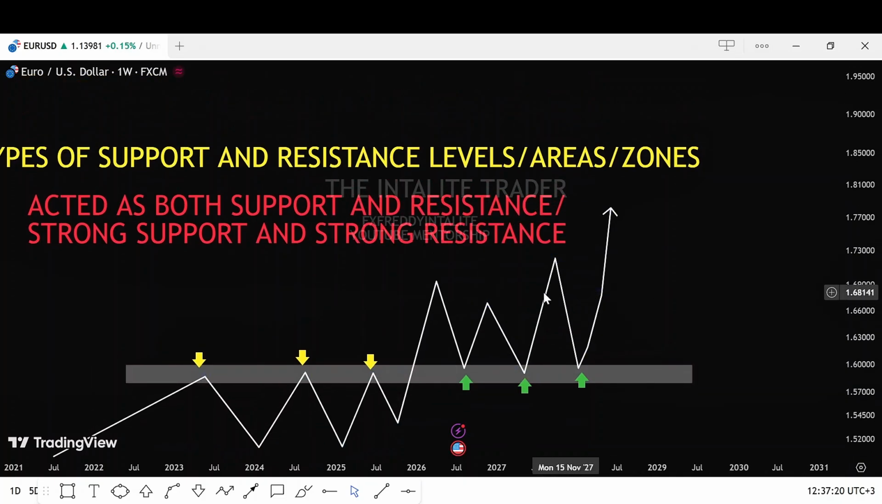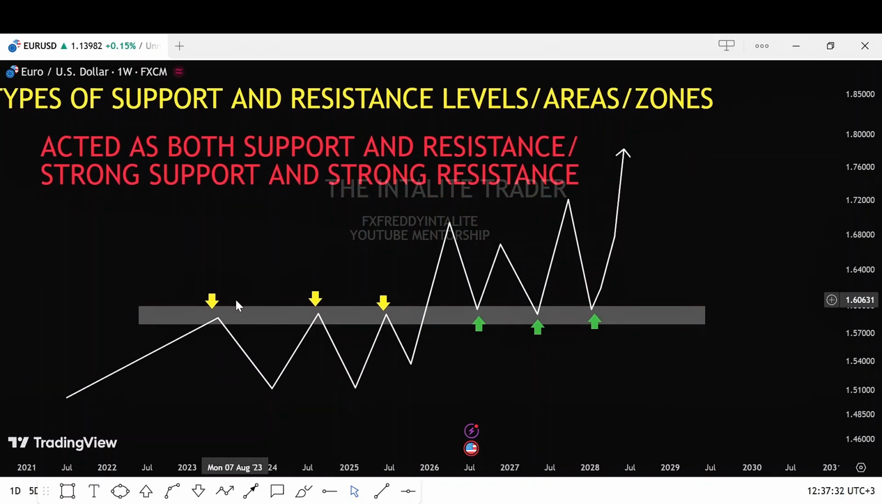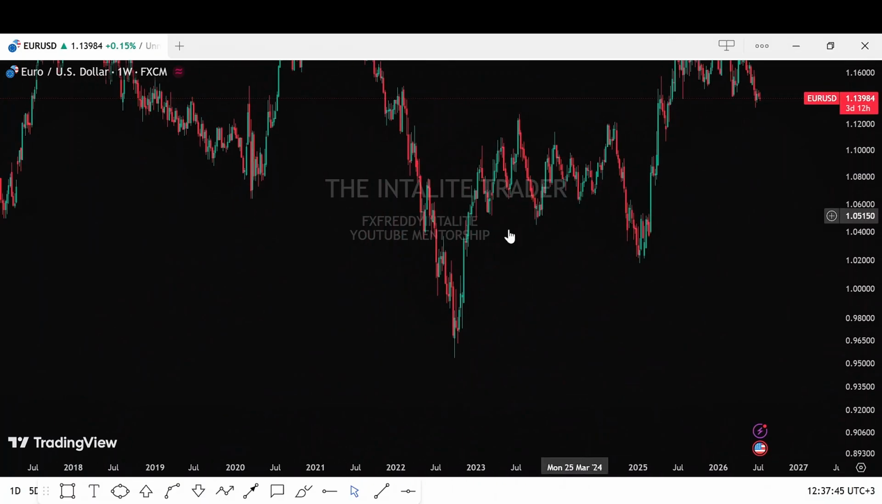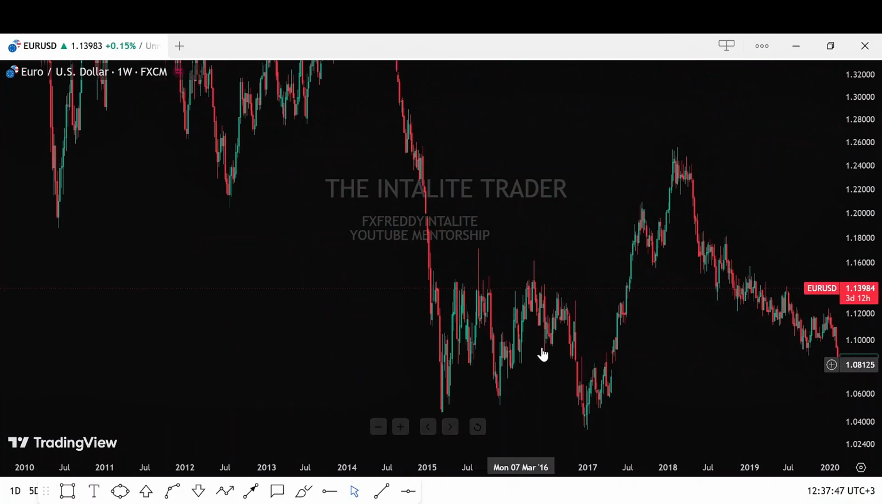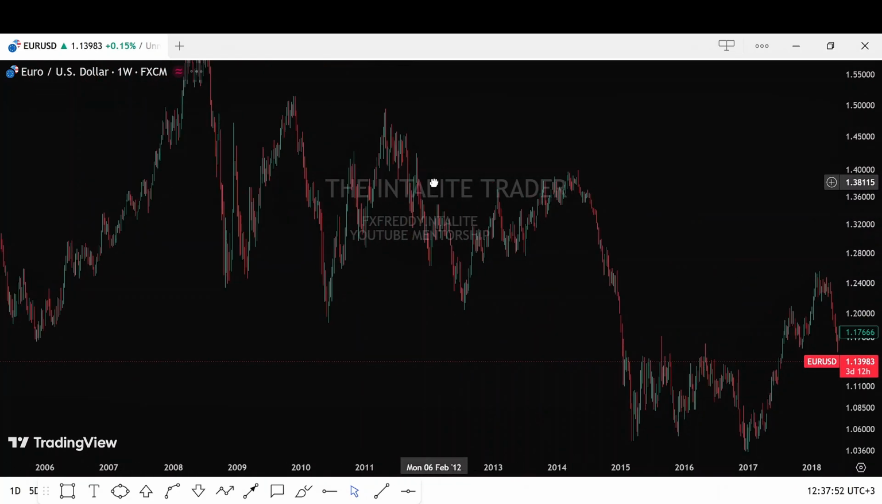So the same thing applies to these ones. If price trades into these levels and moves away, we shall say support and resistance. So this level has acted as support and also resistance here. So when price comes back into this level, there are possible trade opportunities that will prevail. So let's look at this one here on the charts.